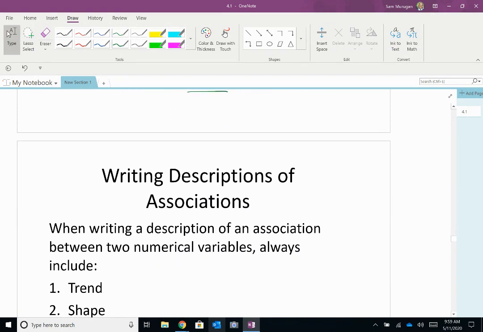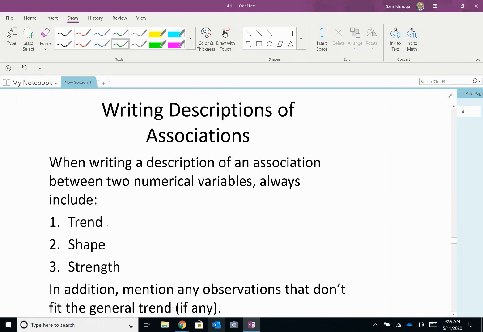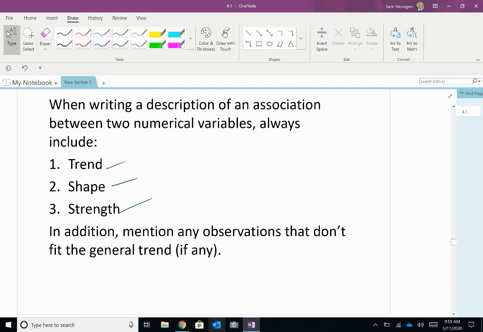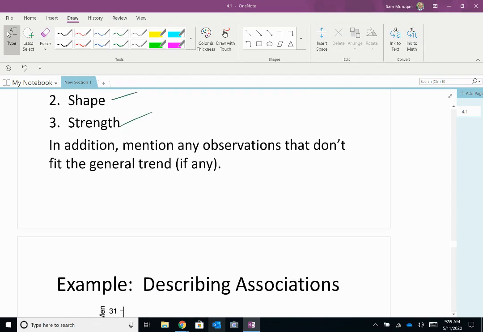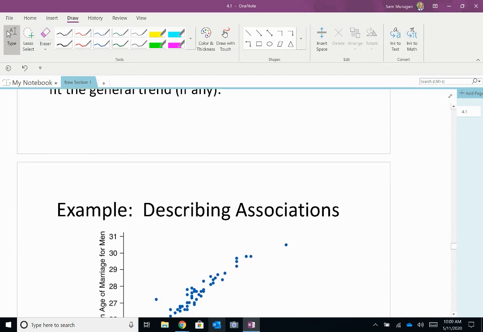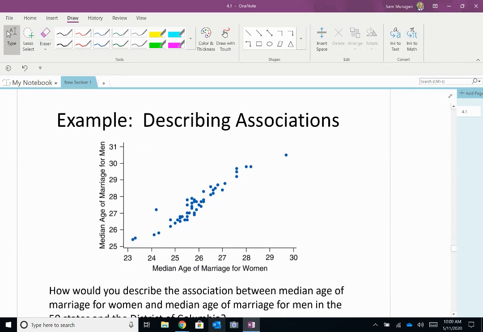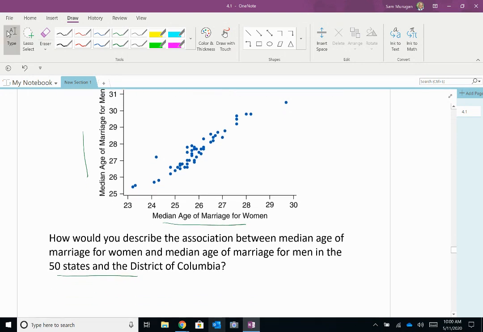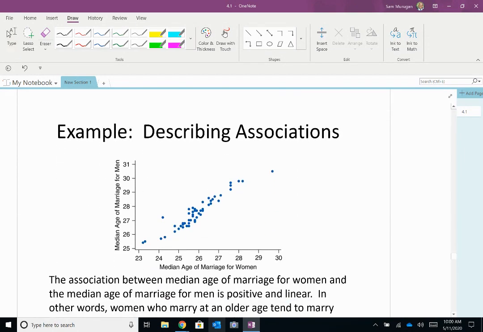When writing descriptions of association between two numerical variables, always include trend, shape, and strength. In addition, mention any observations that don't fit the general trend, if any. So here we can describe association. How would you describe the association between the median age of marriage for women and the median age of marriage for men in the 50 states and the District of Columbia? So take a look at this, and then let's look at how we would describe this.